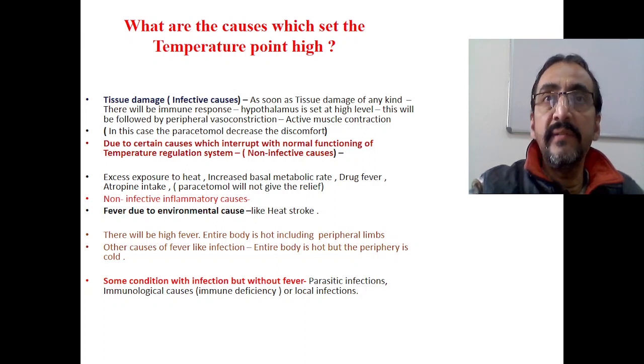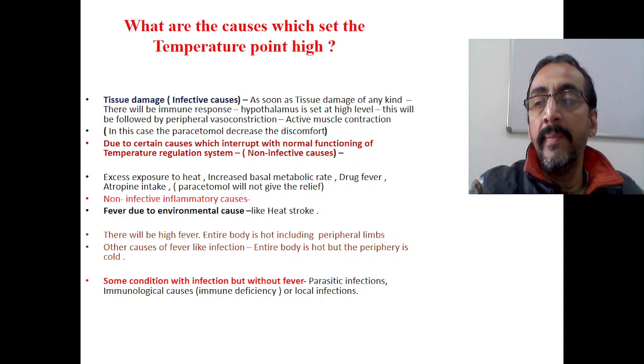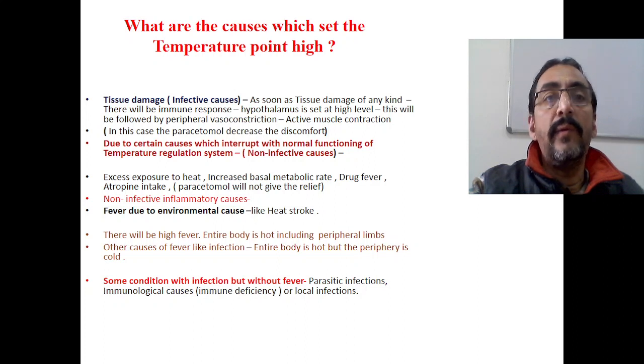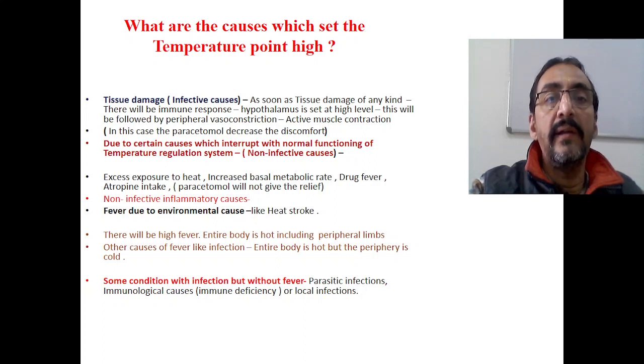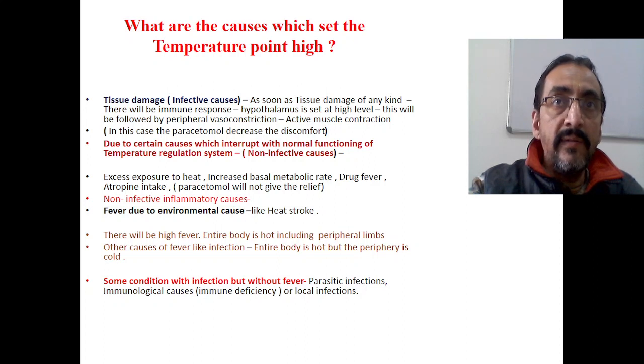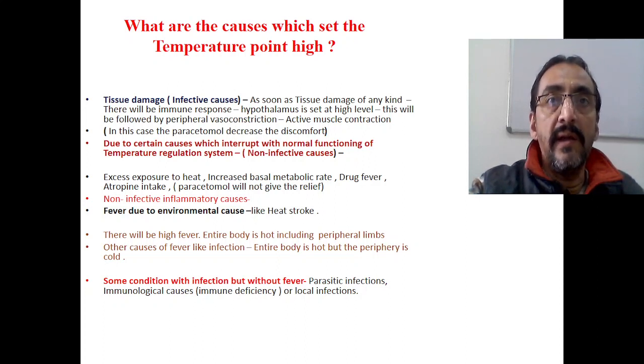In the last class, we were discussing the basics of fever in children, and we have seen why fever is not our enemy, fever is our friend. So today we will see what are the causes which set the temperature of the hypothalamic temperature center at a high level. Why does the body demand a new set temperature at the hypothalamic temperature regulatory center? The reasons are as follows.